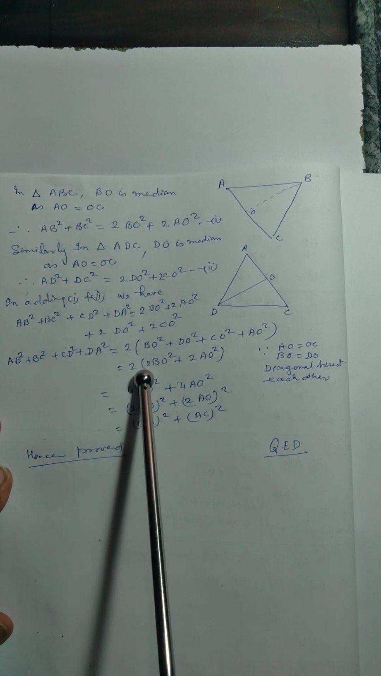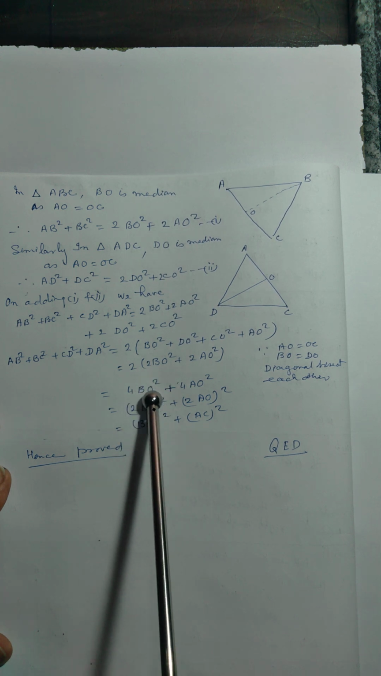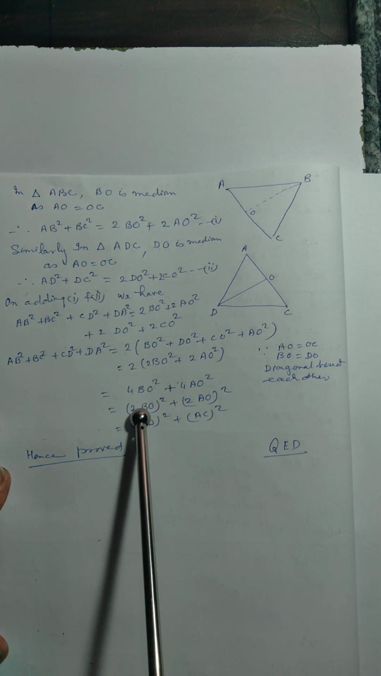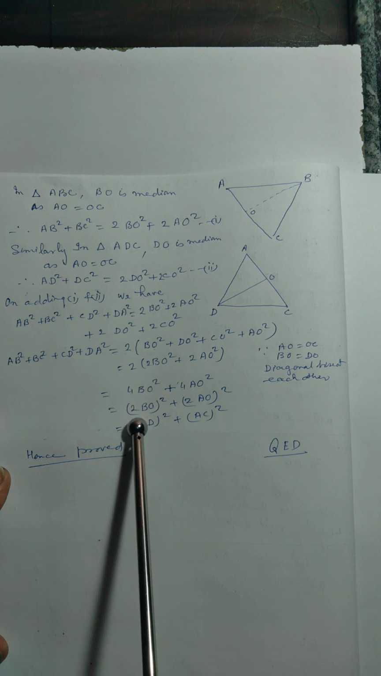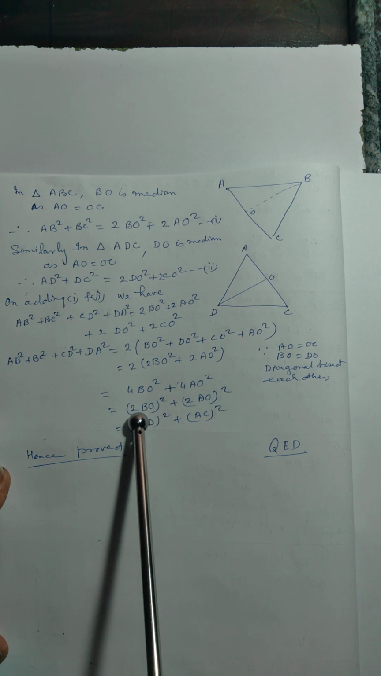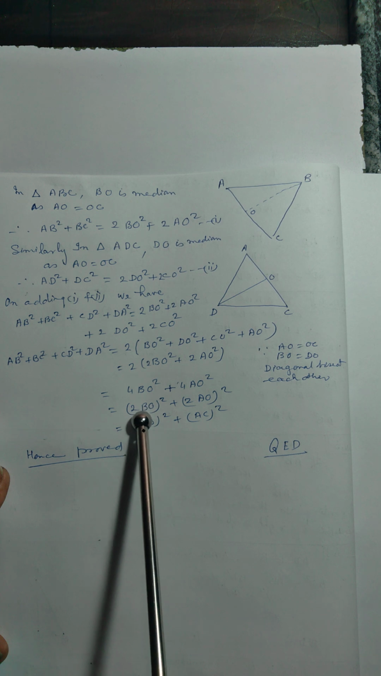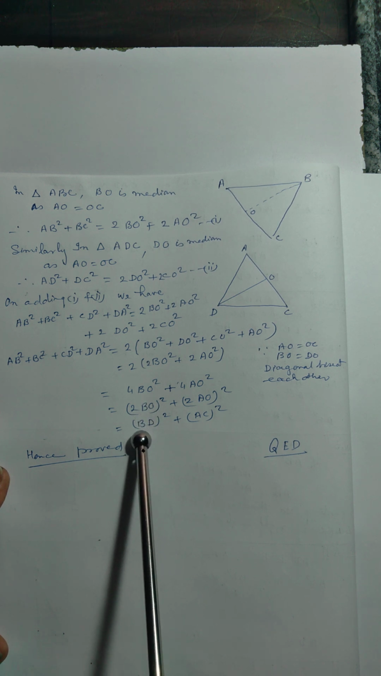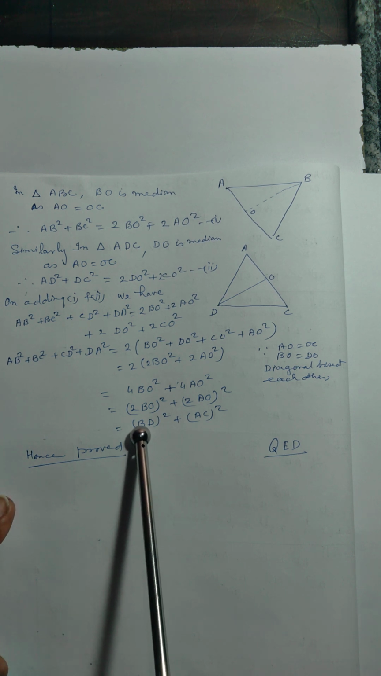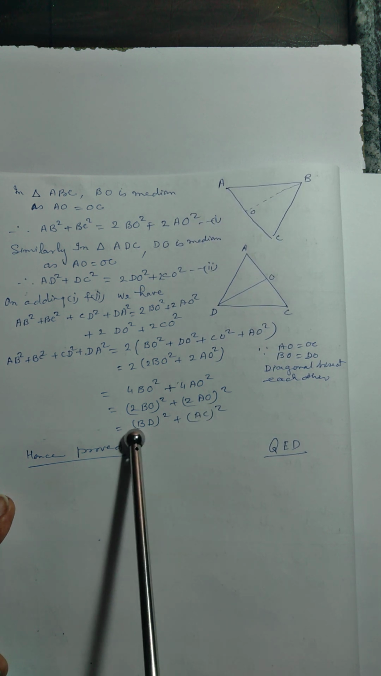Now while you insert 2 inside, you will get 4 BO square plus 4 AO square. Now that 4 BO square I have written as twice BO square. Again for twice BO I have written BD, means BO is half of BD, so twice BO will be equal to BD. So it will be BD square. Again here also twice AO will be equal to AC. So AC square.